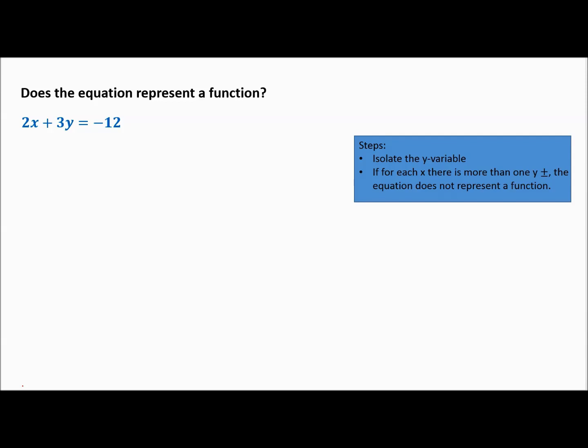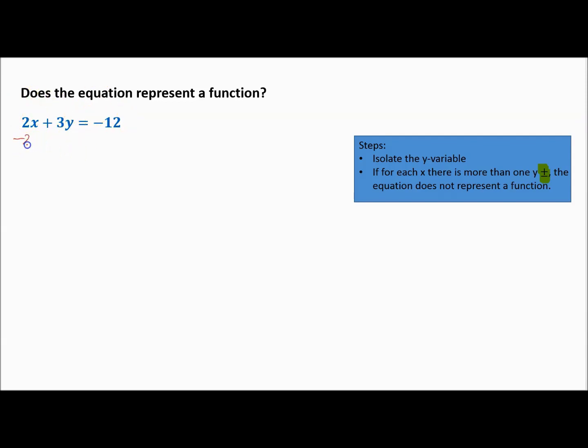And then it says if for each x, there's more than one y, and this plus or minus is kind of a separate thing I've got out there. So for each x, if there's more than one y value, or you get a plus or minus, the equation does not represent a function. So let's do what it says. We're going to isolate the y variable, which means I've got to get this y by itself. I don't want to move it. I want to move everything else.